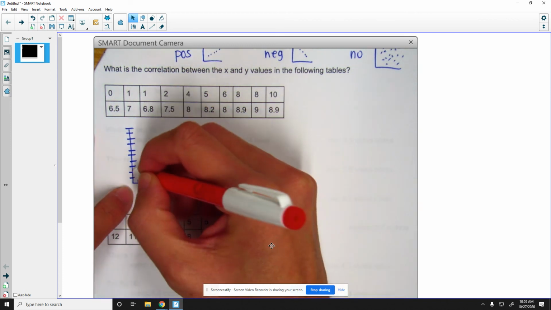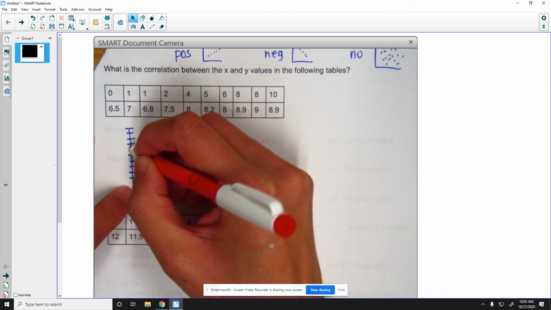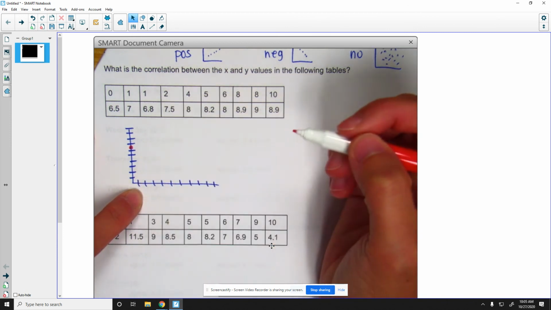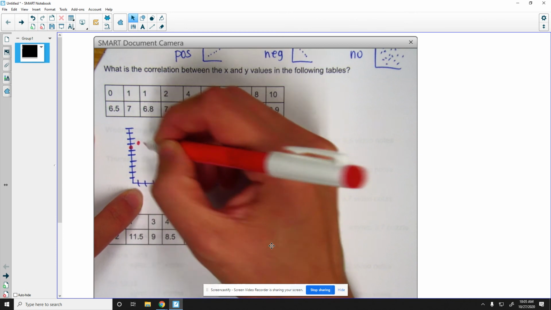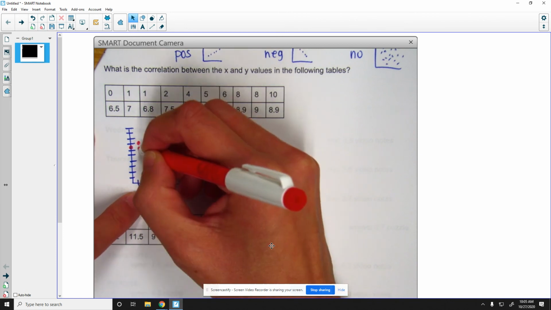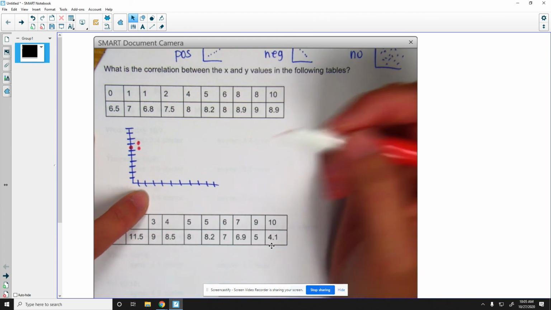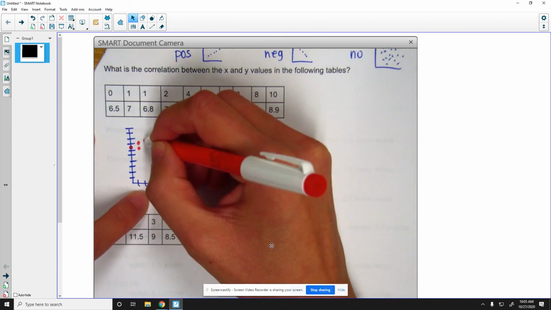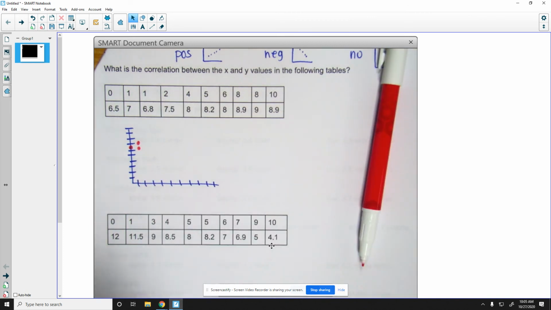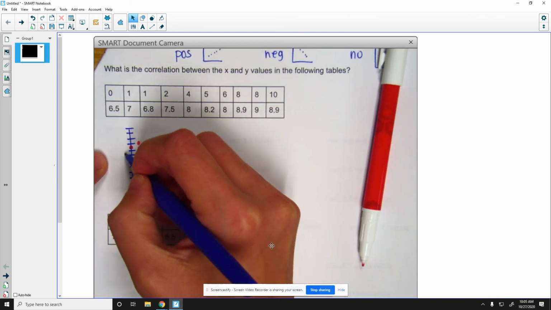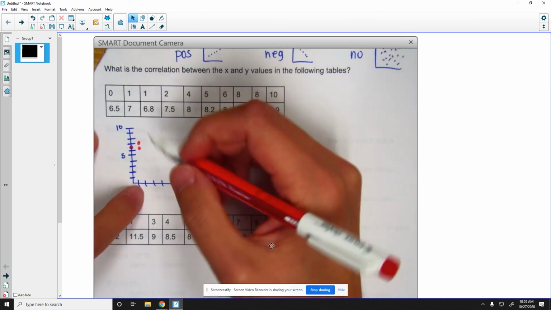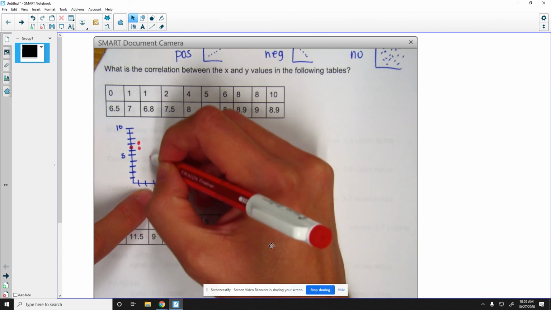So 0, 6.5 is about right there. Again, it doesn't have to be perfect. 1, 7, I just want to know what it looks like. Oh, 1, 6.8, so kind of right below it. So go ahead and sketch it out. The dots don't have to be perfect. You just kind of want to see how your dots fall.